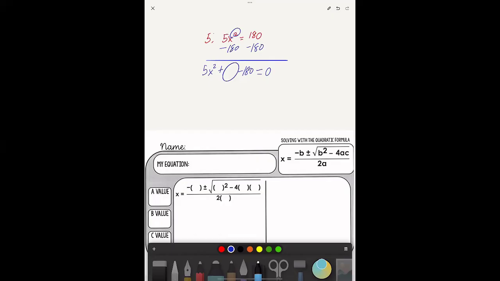Now, there's no linear term here, so technically that's 0x for us. So the negative 180 doesn't go into the B slot. It's still a constant, so it goes into C. But this is how you would do it.